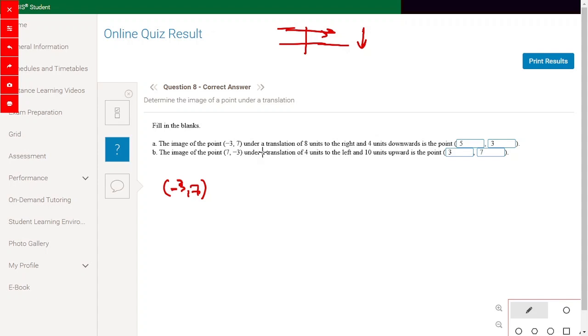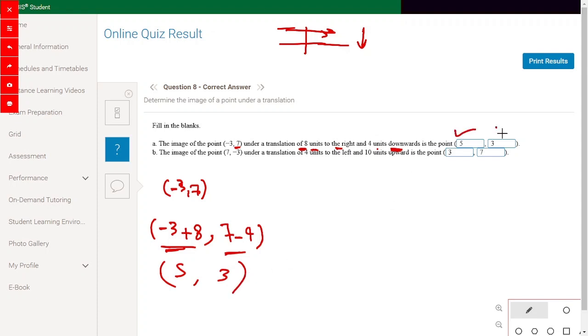So here, let's see. The translation of 8 units to the right, so it will be positive. So I have minus 3 plus 8 units. And here it's saying 4 units downwards. So from 7 downwards, it will be 7 minus 4. This is the translation. So here it will be 5, and here it will be 3. So the answer is 5 and 3.